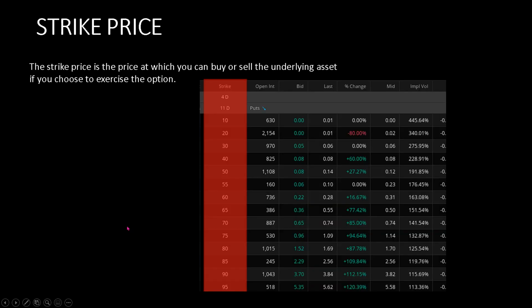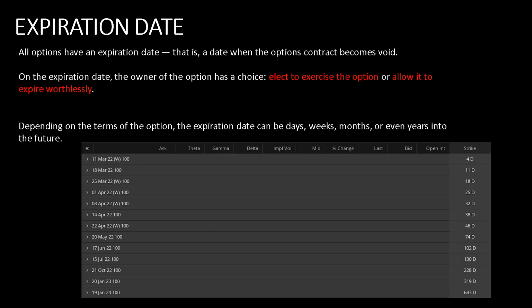Now, strike price. The strike price is the price at which you can buy or sell the underlying asset if you choose to exercise the option, which, by the way, it's very rare that people exercise options. Rare circumstances does this happen. Expiration date.